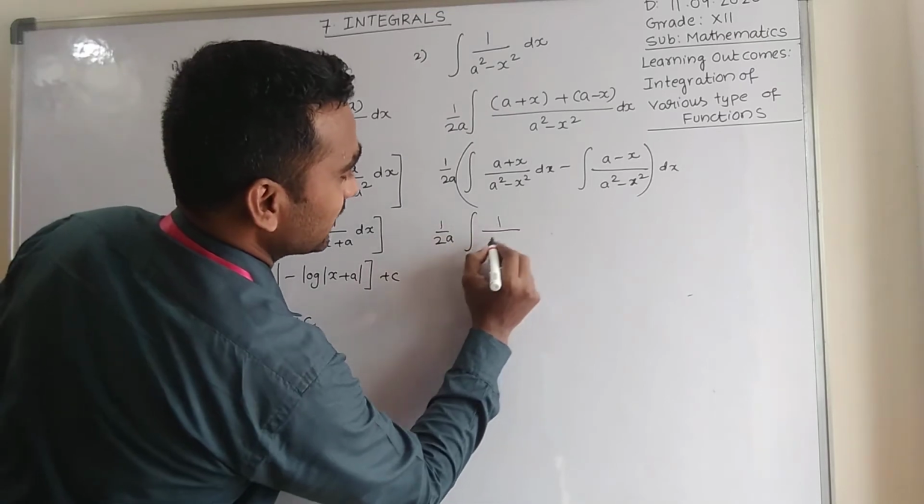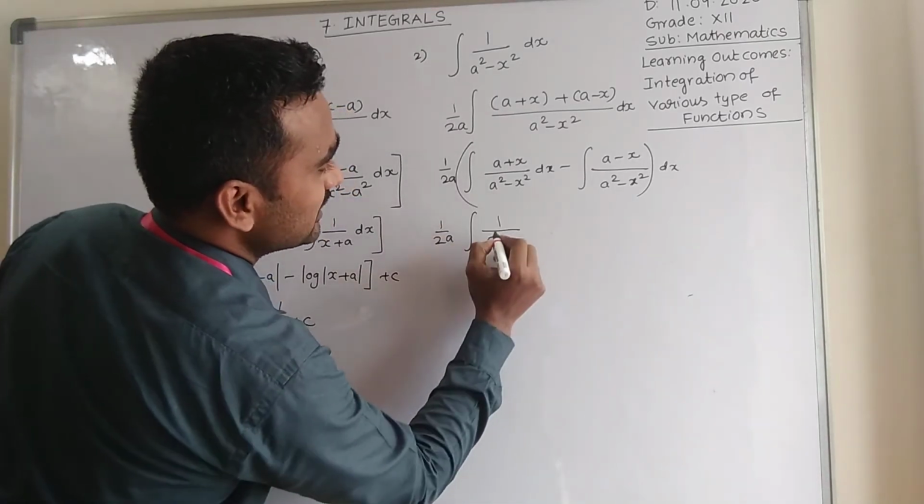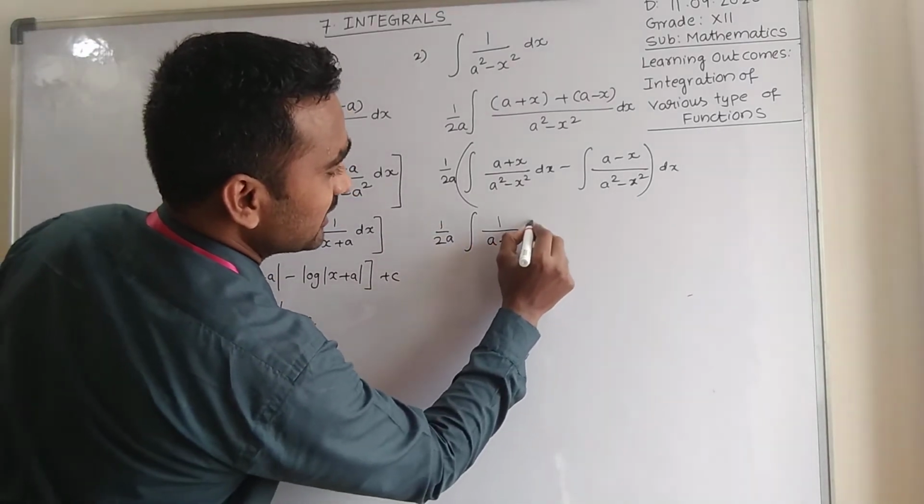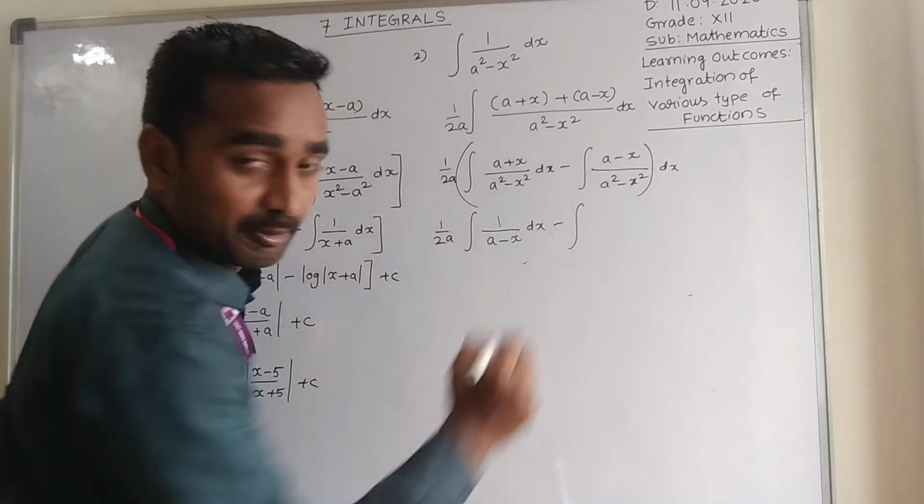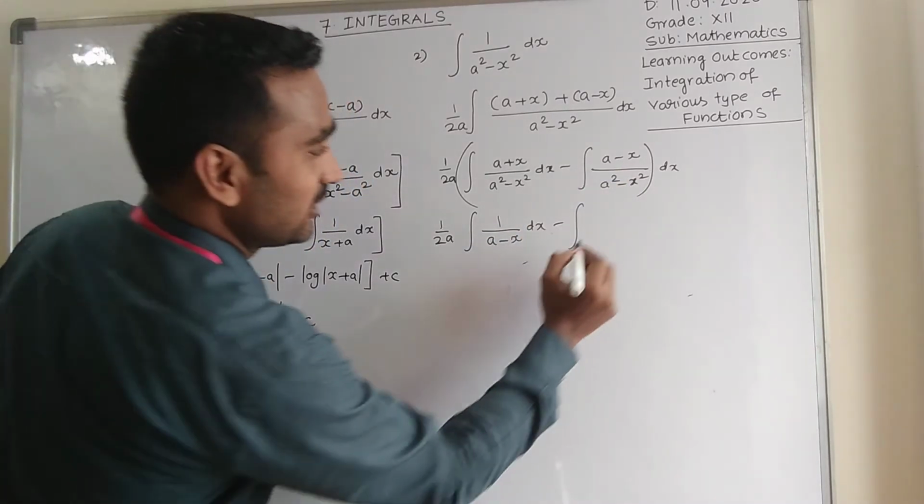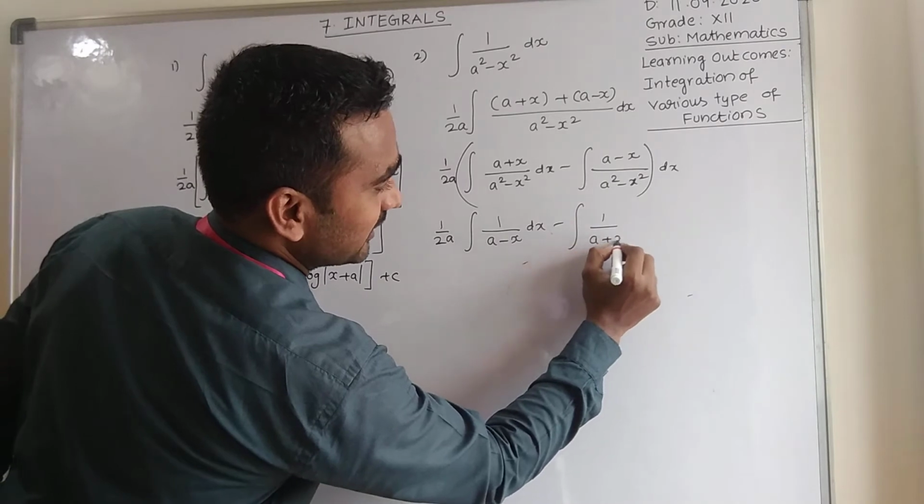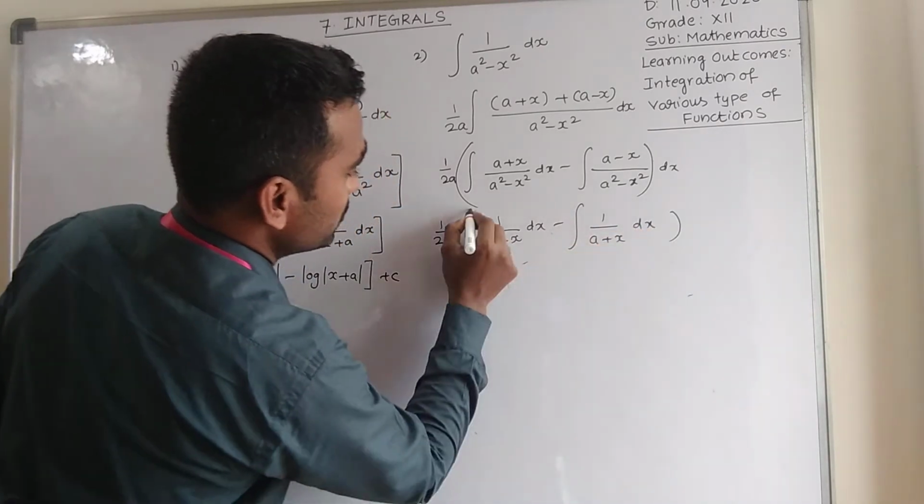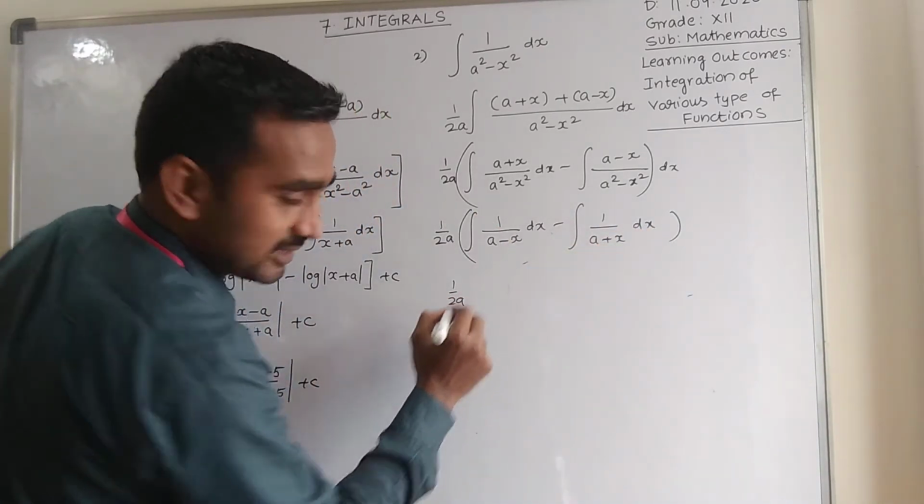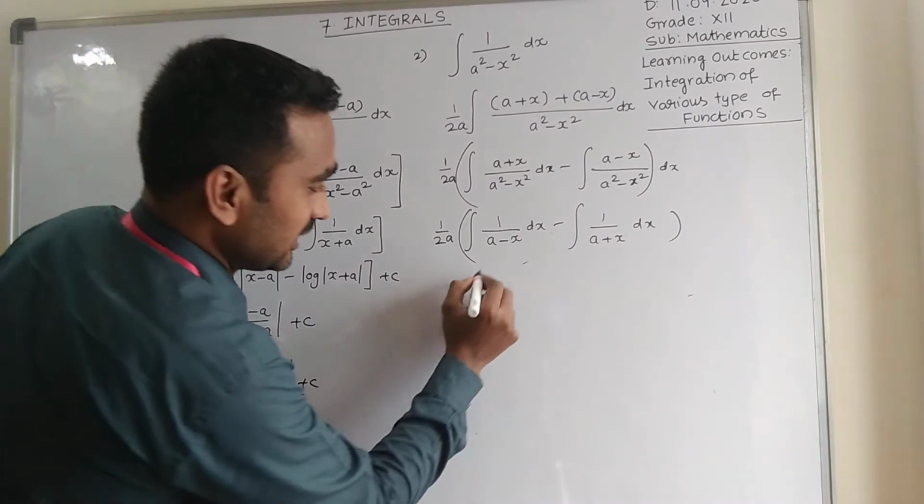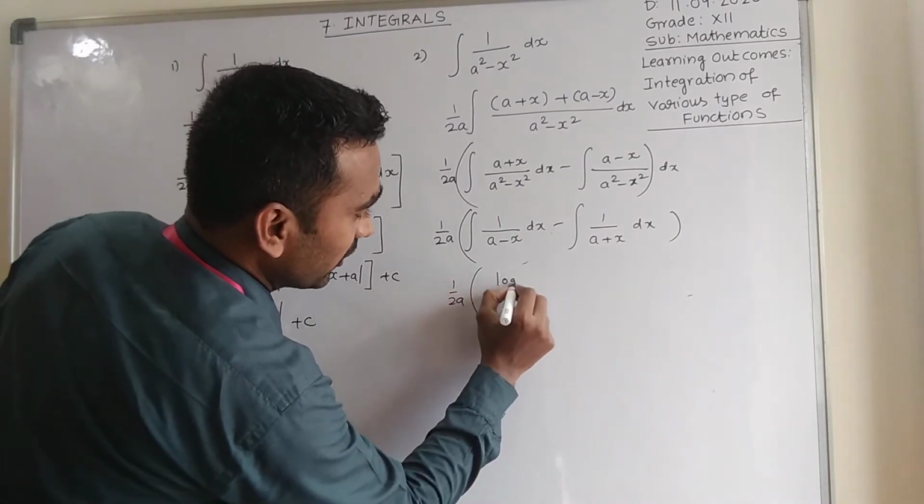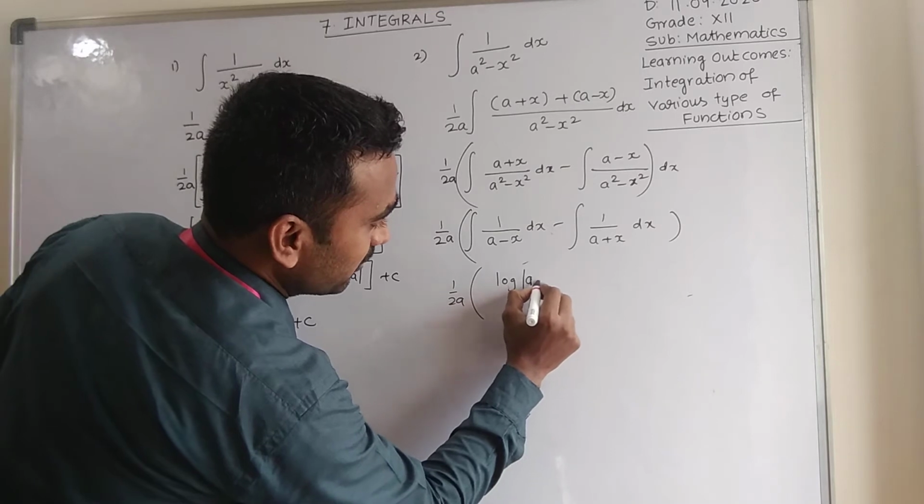We have a plus x. A plus x and a plus x cancel, a minus x dx. Integral of a minus x, factor cancel. We have 1 upon a plus x dx. And now students here 1 by 2a, just recall integration of 1 by x is log x, a minus x.